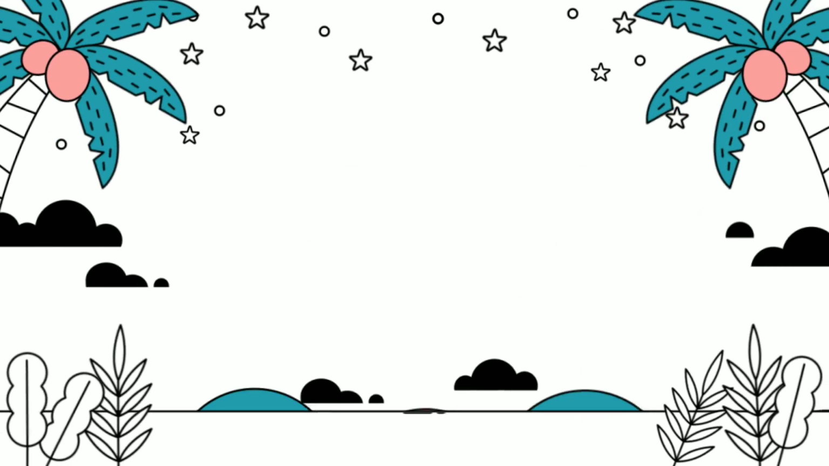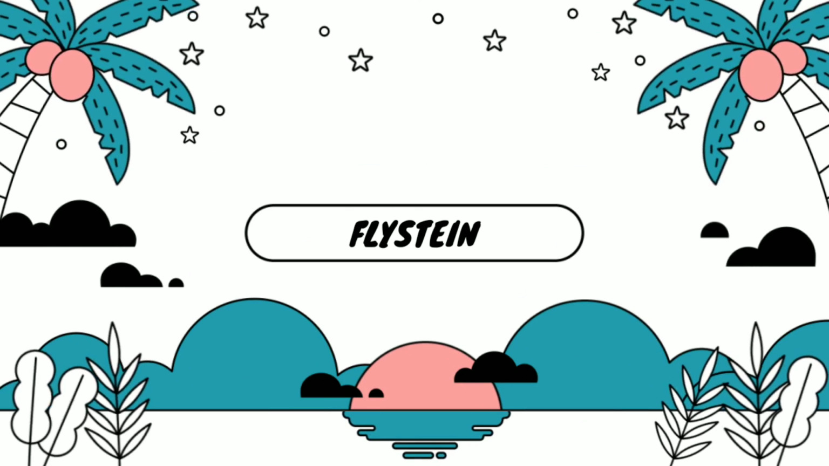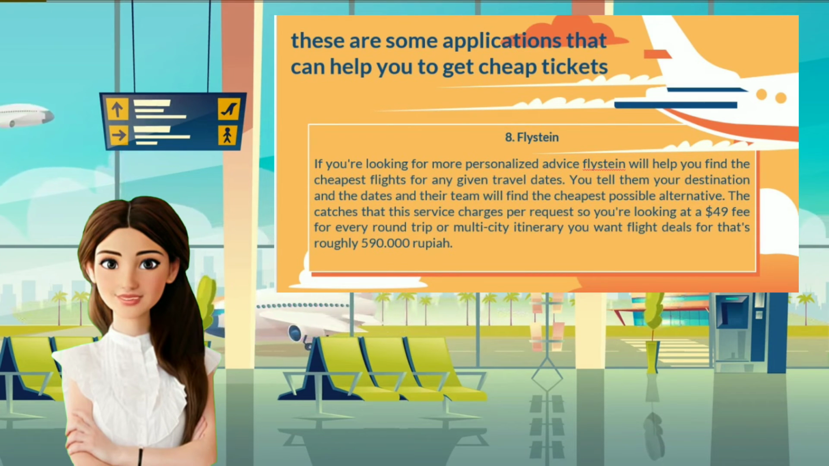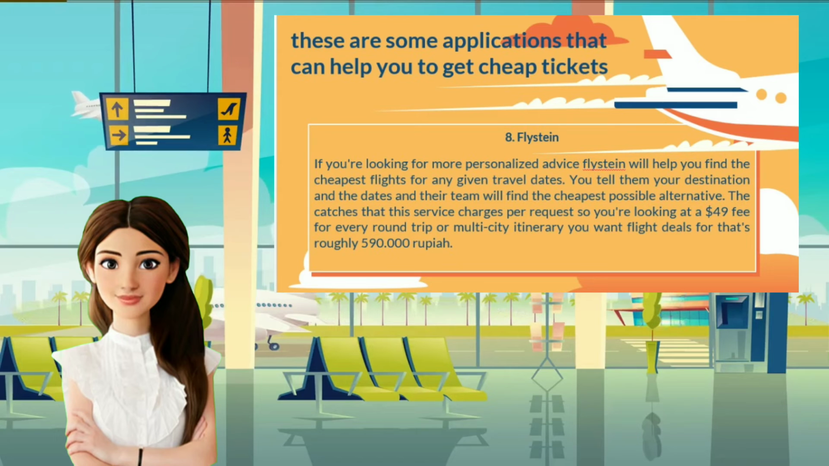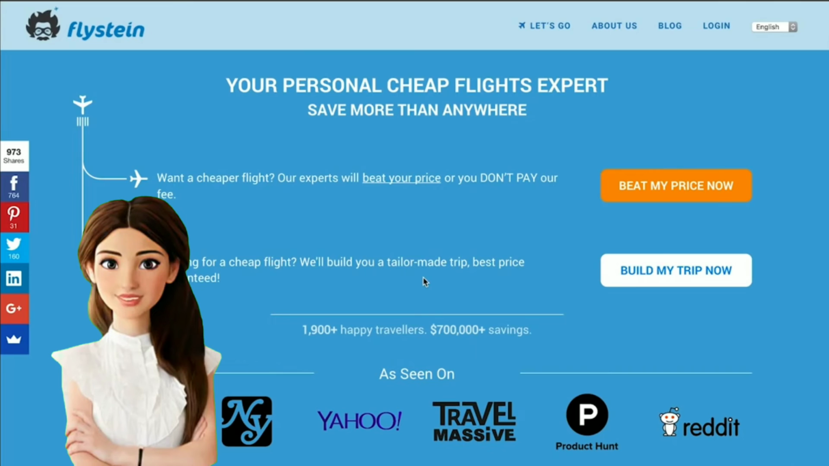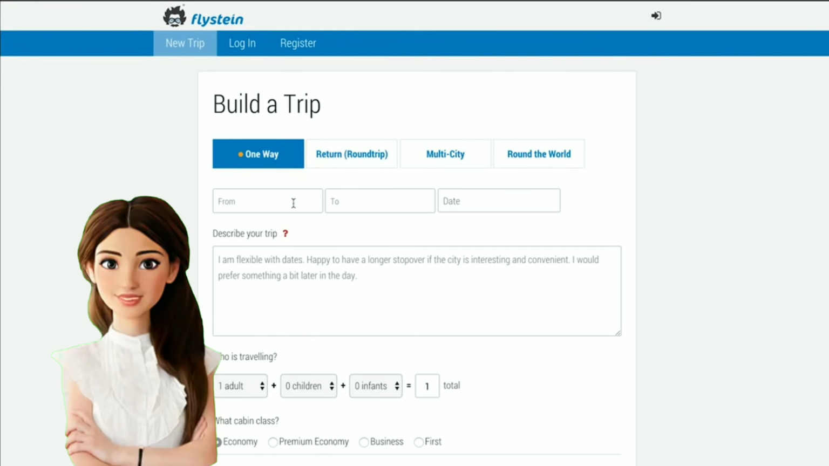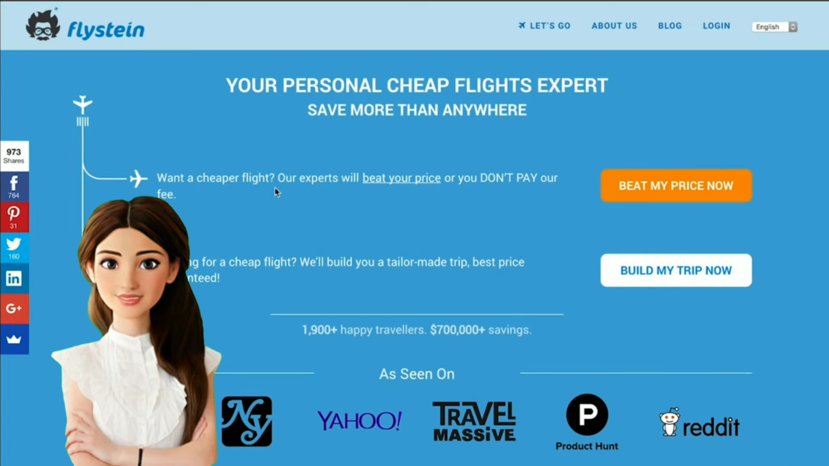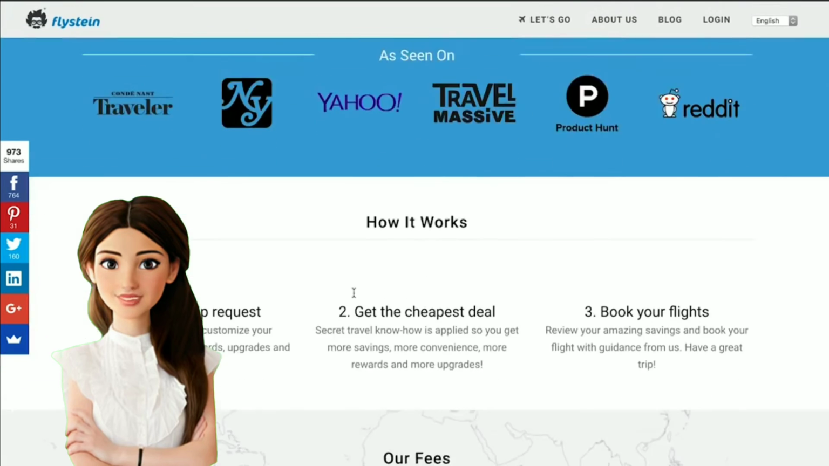Number 8. Flystand. If you are looking for more personalized advice, Flystand will help you find the cheapest flight for any given travel date. You tell them your destination and the dates, and their team will find the cheapest possible alternative. The catch is that this service charges per request, so you are looking at a $49 fee for every round trip or multi-city itinerary, roughly 560,000 rupiah.